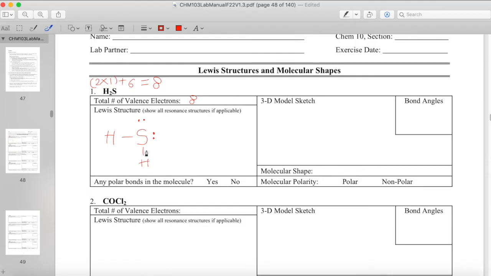Things to watch out for here when it comes to counting numbers of electrons and common mistakes students make here. I think the biggest question I get is, why does sulfur have to have 8 electrons? I thought we said it has 6. A sulfur atom that's not bonding with anything, that's just by itself, has 6 valence electrons.